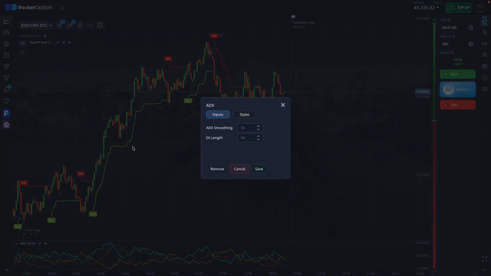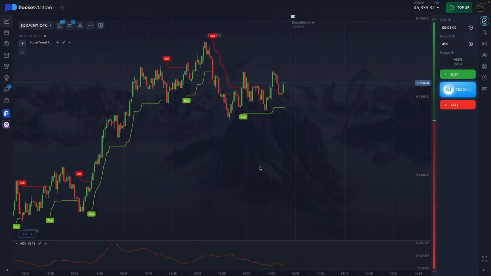Here, I go to the indicator settings and I lower both parameters to the value of 13, after which I go to the Styles tab, and here I use only the ADX line. I turn off the remaining 2 lines. After that, I click on the Save button, and in my case, the ADX indicator looks like this. That is, there is only one orange line here.